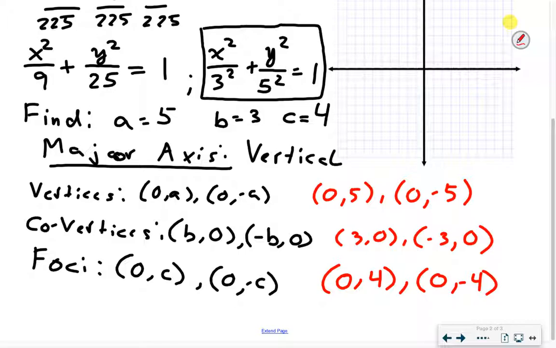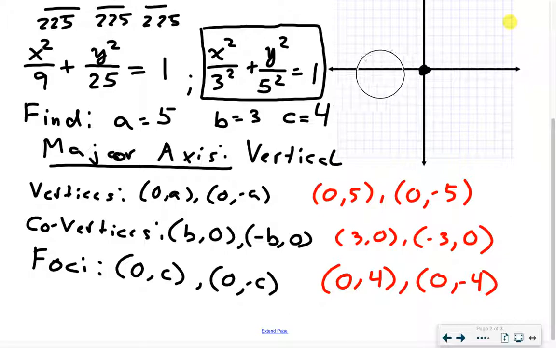The vertices and the co-vertices are the 4 points that I want you to plot. If you plot the foci, that's okay. That's just kind of some extra. So we said we're centered at the origin. (0, 5), (3, 0).